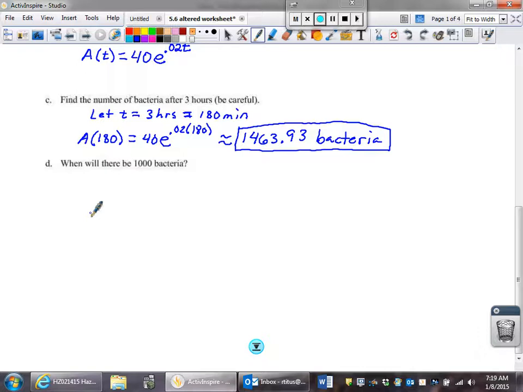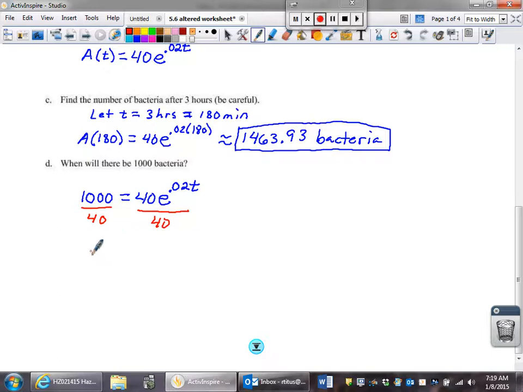Well, if you're going to ask when there's going to be 1,000, well, 1,000 is this side of the equation. That's our answer to the whole thing. That's how many bacteria you're going to have. Let's try that one more time. 1,000 is equal to, the beginning was 40, e, the rate is 0.02, and we want to know how long. When, that's the question, when. You're going to search for t. So we're going to do exactly what we did in part A, except now we're not looking for k, we're looking for t. So I'm going to go ahead and divide both sides by 40 again.